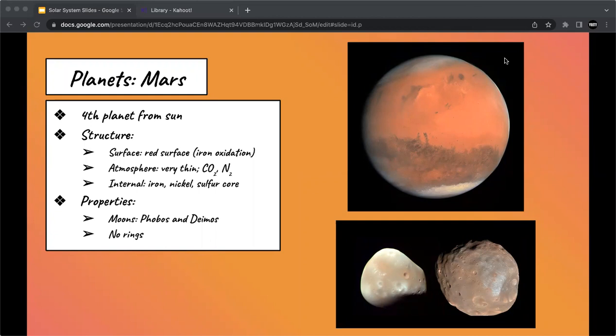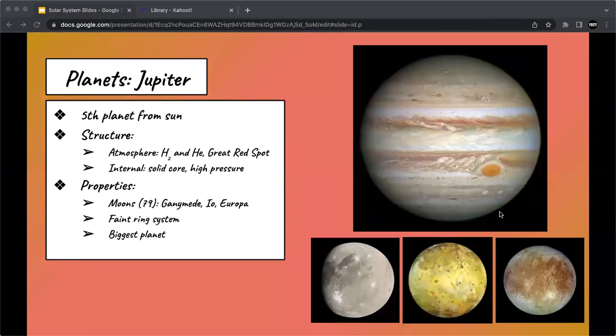Okay, now let's move on to the gas giants. So first we have Jupiter. Jupiter is the 5th planet from our sun. I'm sure we all know it's the biggest planet, and its atmosphere is mainly hydrogen and some helium. And we also have many storms.